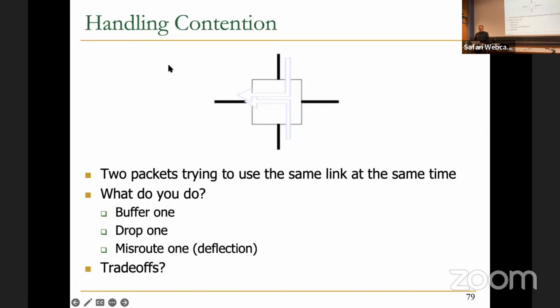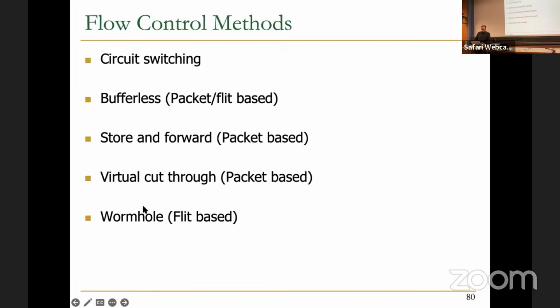So if that contention is not happening very frequently, sometimes you prefer to misroute, or drop. Of course, when you drop, you need to inform the source so that it resends the message. But if your contention is actually quite probable, you might want to have buffers. So there are many different flow control methods: circuit switching, bufferless, packet or flit-based, which you're going to learn about a lot next week.